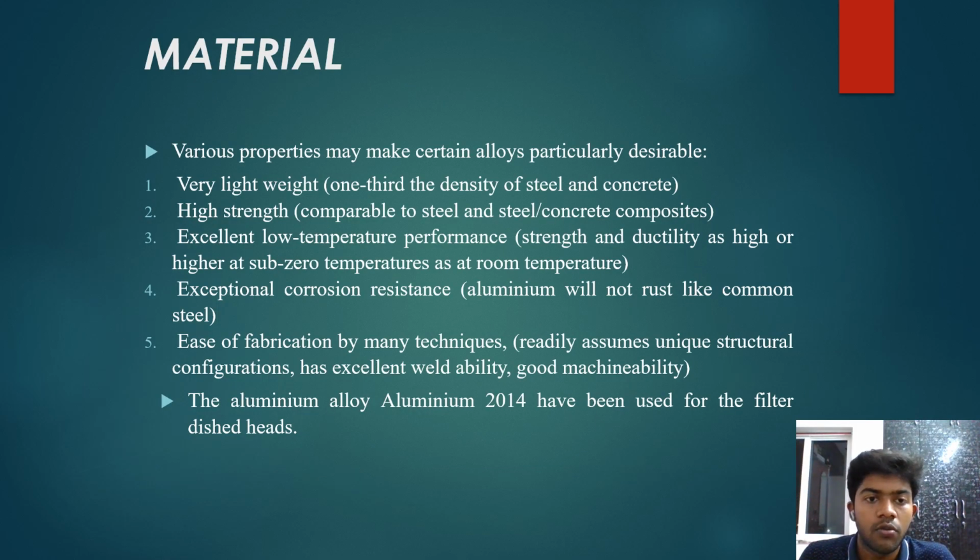So now let's get to know about the materials used for making high pressure hydraulic filter valves. The various properties that make certain alloys particularly desirable are very lightweight, very high strength, excellent low temperature performance, exceptional corrosion resistance, ease of fabrication by many techniques, readily assumed unique structural configurations, excellent weldability and good machinability. So the aluminium alloy, aluminium 2014, has been used for designing the filter disc heads, and hence finally they are also used for making the entire filter bowls.